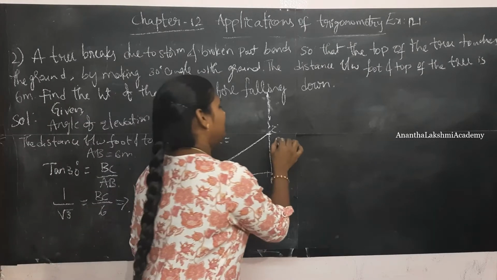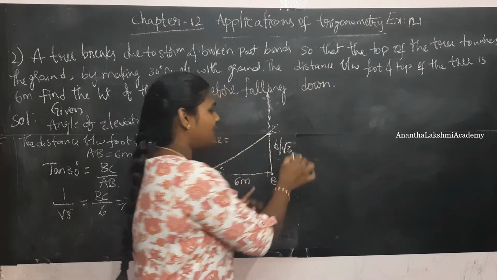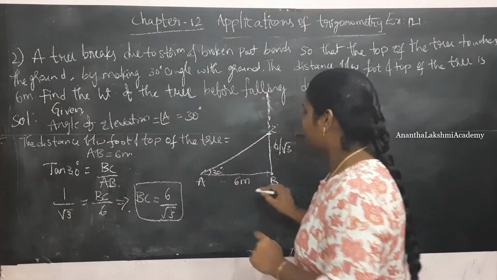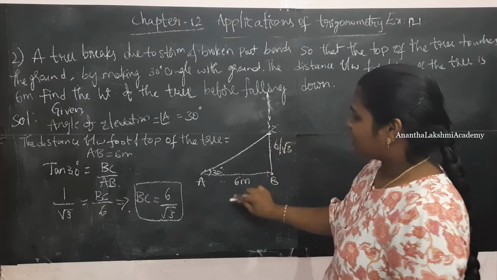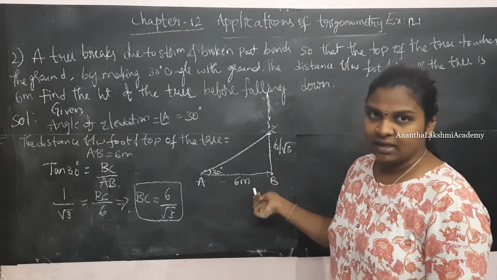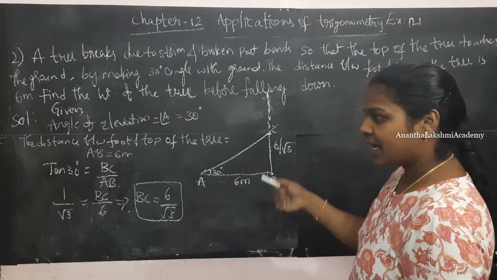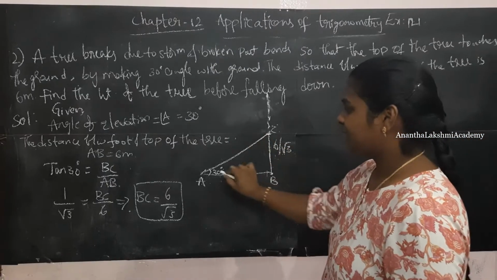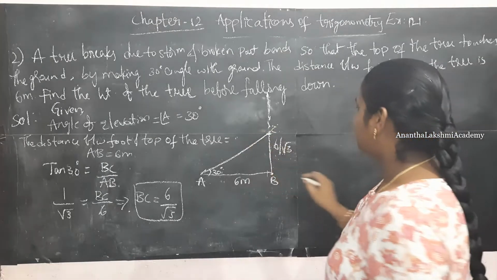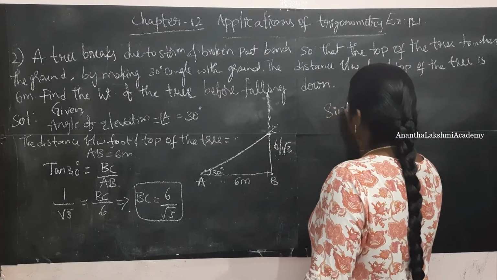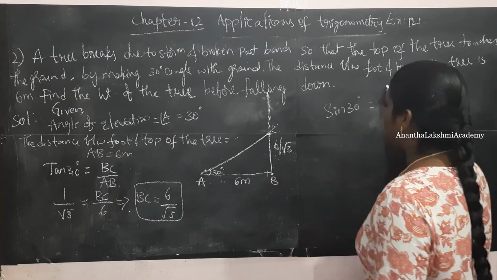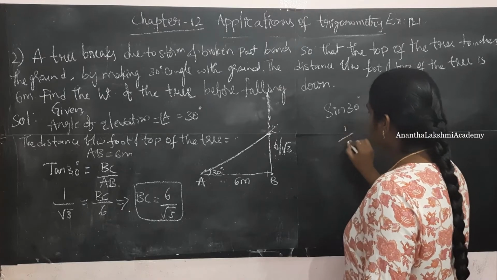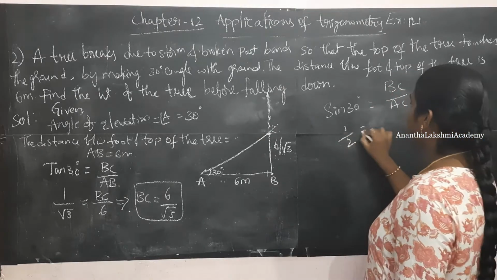This is the height of the tree remaining after it broke. So what do we need to figure out? We also need to figure out AC. One thing you can do is use the Pythagoras theorem. If not, since we are dealing with trigonometry, let me just do it with sine. Sine is nothing but opposite by hypotenuse. So sine 30 is equal to BC by AC. What is sine 30? The value of sine 30 is 1 by 2 from the table.